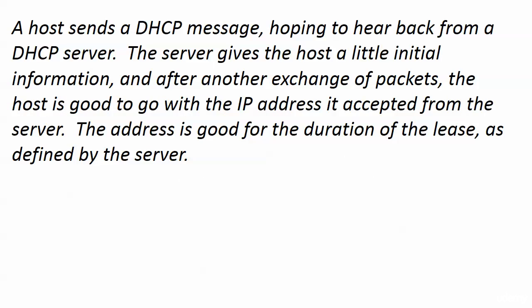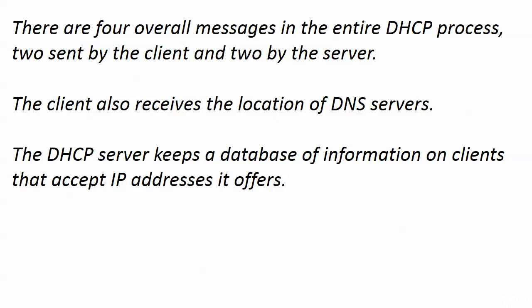A host sends out that initial DHCP message and it's hoping to hear back from a DHCP server. That server gives the host a little bit of initial information, and after another exchange of packets, the host is good to go. It's got its IP address, it has some other information that it accepted from the server, and we know that address is good for the duration of the lease, and that lease is defined by the server. 4 overall messages in the entire process, 2 sent by the client, 2 by the server.